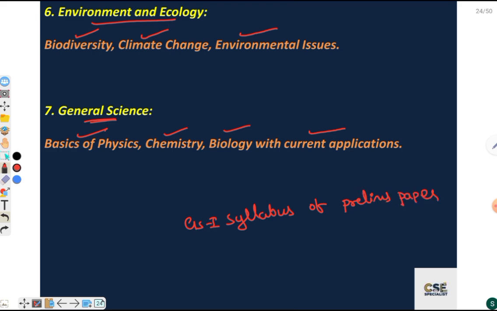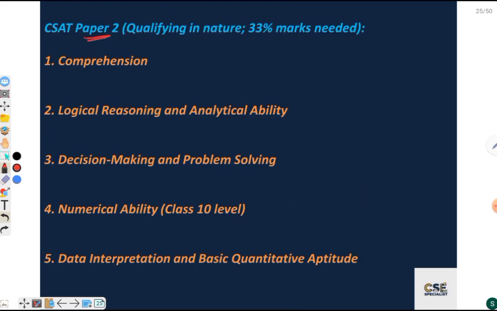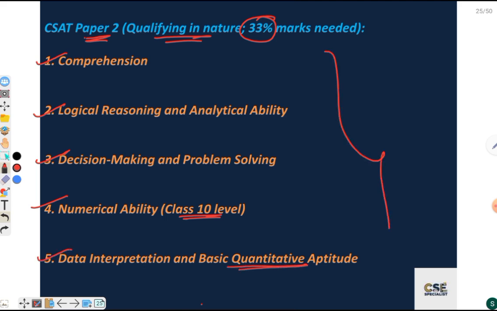the prelims paper. Then coming to the CSAT paper, which is of a qualifying nature, you have to get at least 33% of marks, that is around 67 marks. Here the syllabus is reading comprehension, logical reasoning and analytical ability, decision making and problem solving, numerical ability at class 10 level, then data interpretation and basic quantitative aptitude. This is what the syllabus of the CSAT paper consists of.